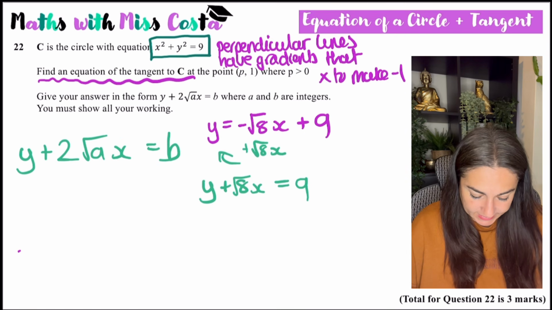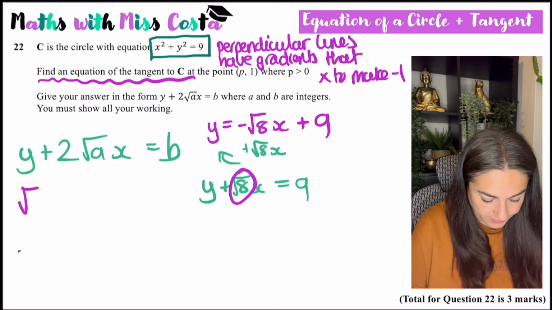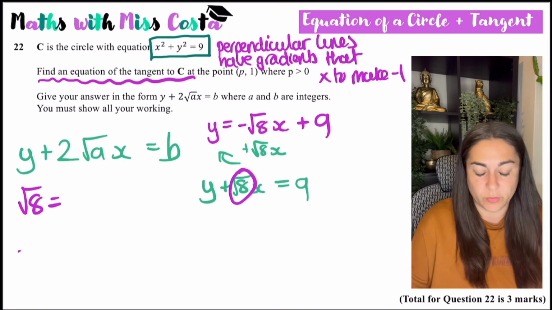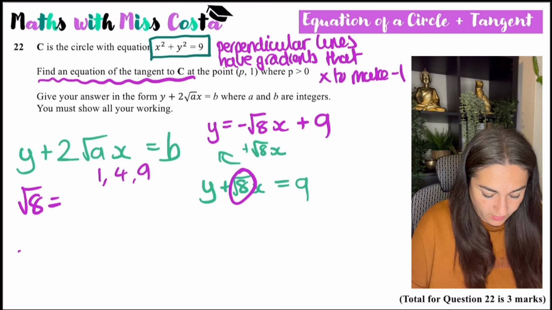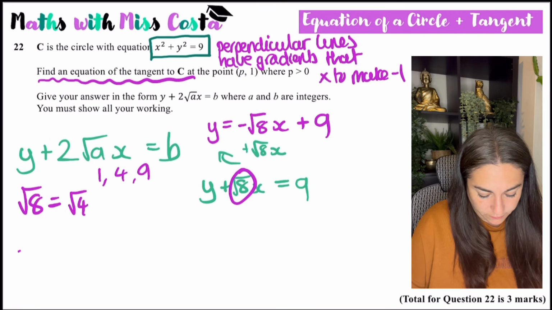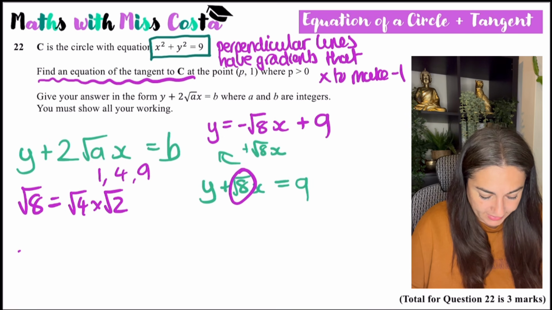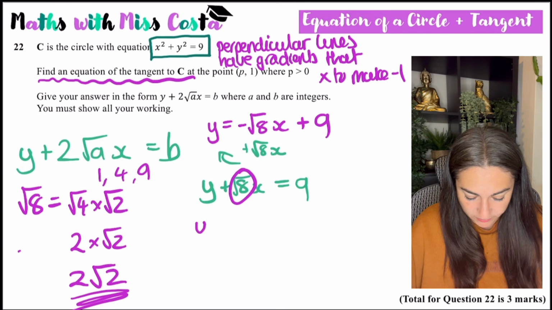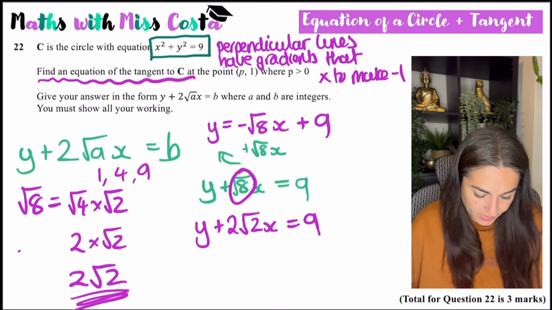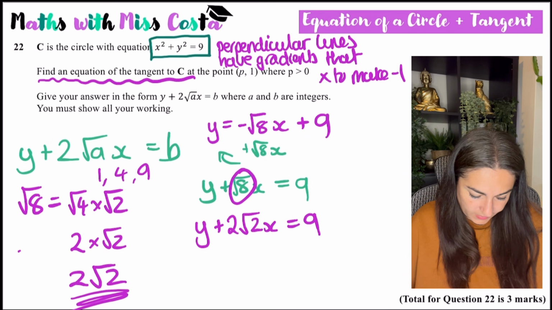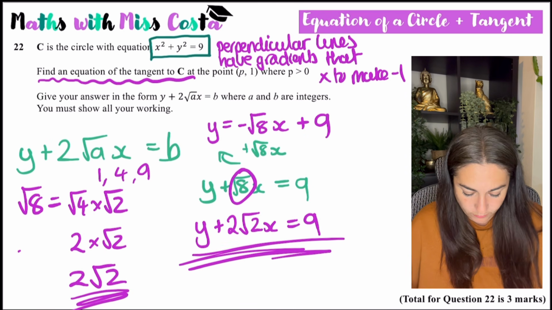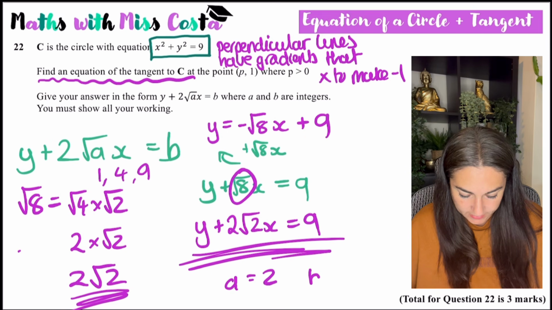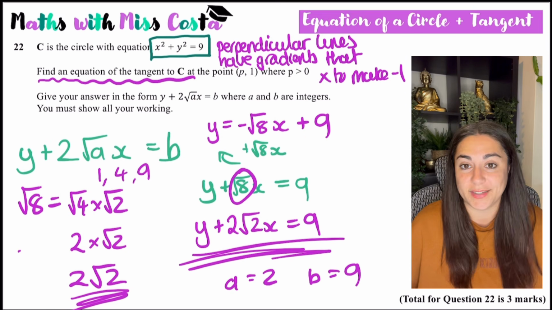And that is because this is a surd. And if it's a surd, it means it can be simplified. So remember, we're looking for the square numbers, 1, 4, 9. I know that root 8 is root 4 times root 2. 4 times 2 makes 8. Root 4 is 2, so that would become 2 root 2. So instead of saying root 8, I would say y plus 2 root 2x equals 9. And that's it. That's how I've got it in that form, where a is 2 and b is 9, and they're both integers.